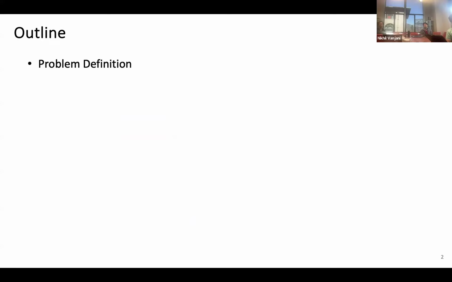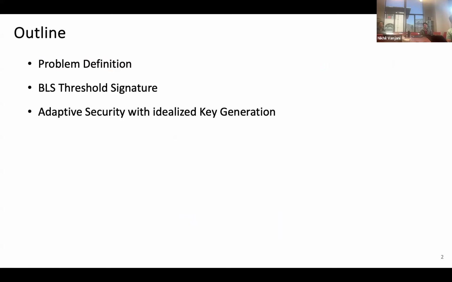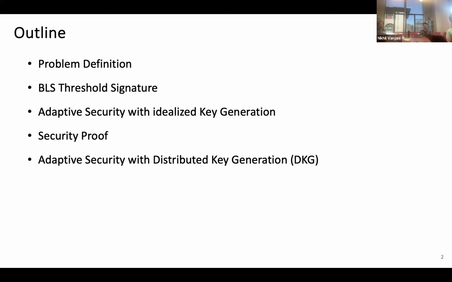So this will be the outline. I will start with the problem definition. I won't assume any background except the bilinear pairing. We'll talk about BLS threshold signatures, what they are, and then give you the adaptive security proof with the idealized description. Then I'll talk about adaptive security with distributed key generation and talk about some of the evaluation results.